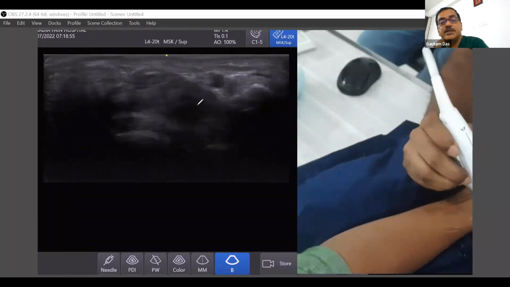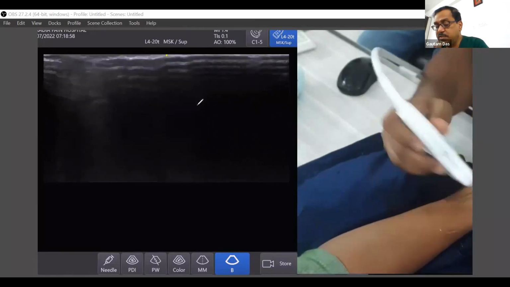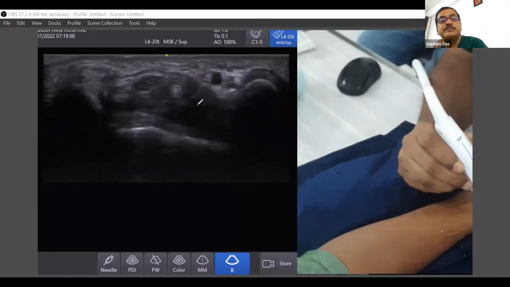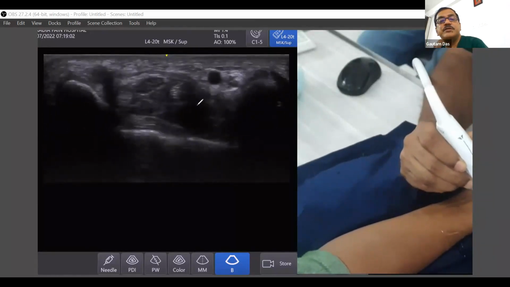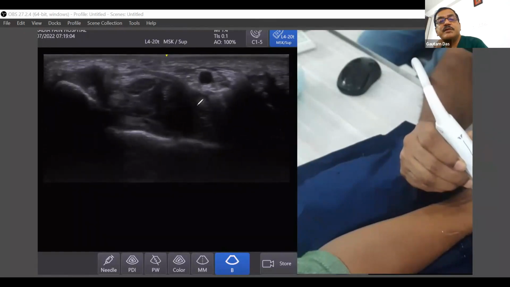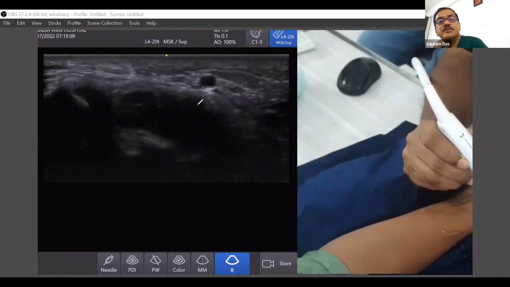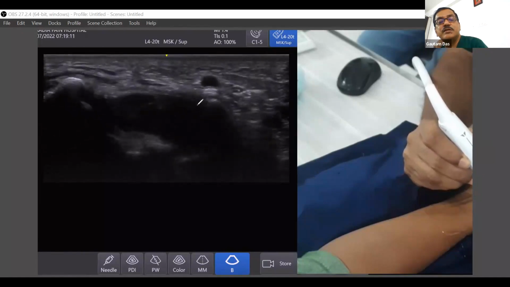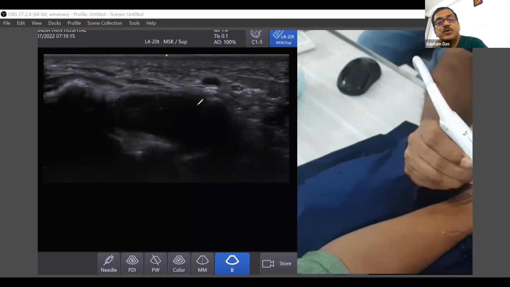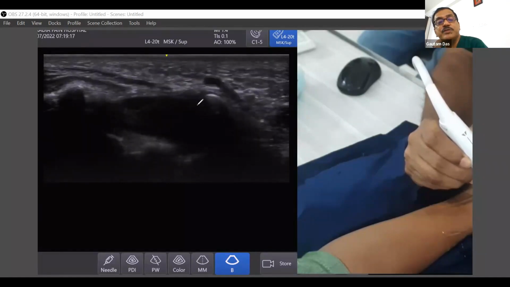Again, let me start. Distal carpal tunnel visualization is a little difficult. So here is the proximal carpal tunnel. I'm going distally, distally, distally, distally. So now on one side is your trapezium tubercle, below that the scaphoid.